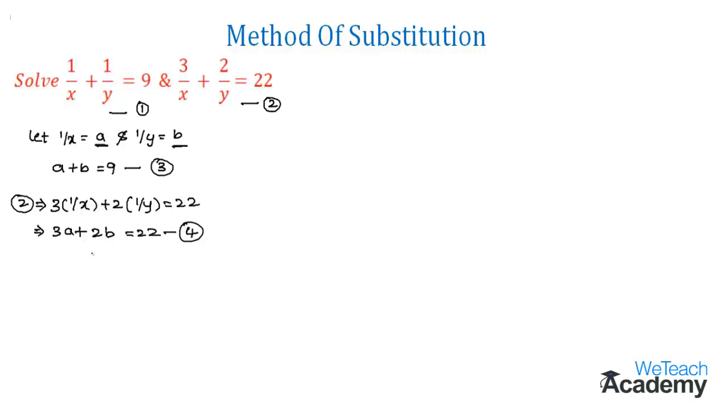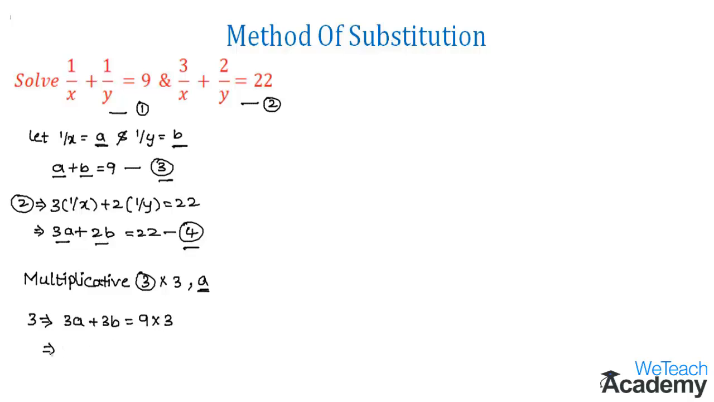Here let us compare the coefficients of a and b of equations 3 and 4. We observe that the coefficients of a and b are not equal in both the equations. So let us multiply equation 3 with 3 in order to make the coefficient of a as 3, which is the coefficient of a in equation 4. So we get 3a plus 3b is equal to 9 into 3, that implies 3a plus 3b is equal to 27. Now let us name this equation as equation 5.